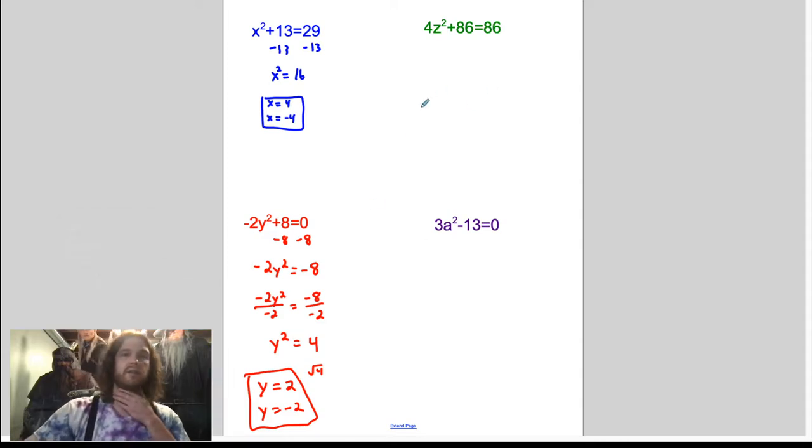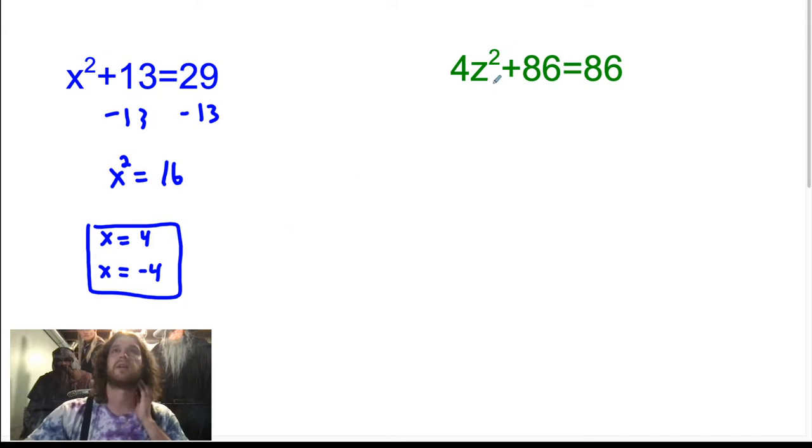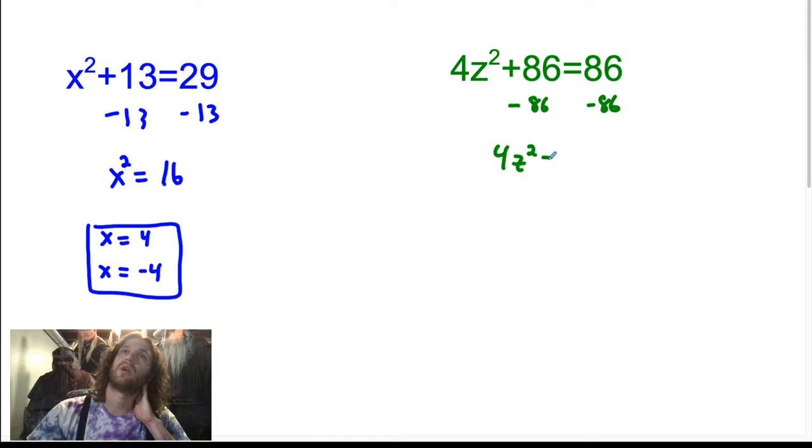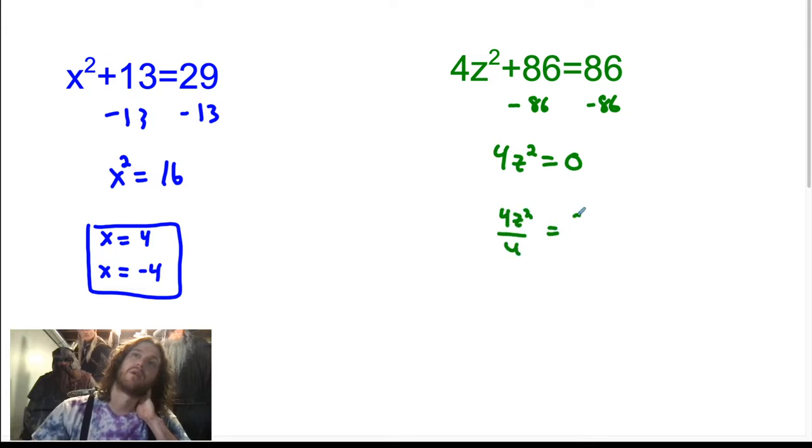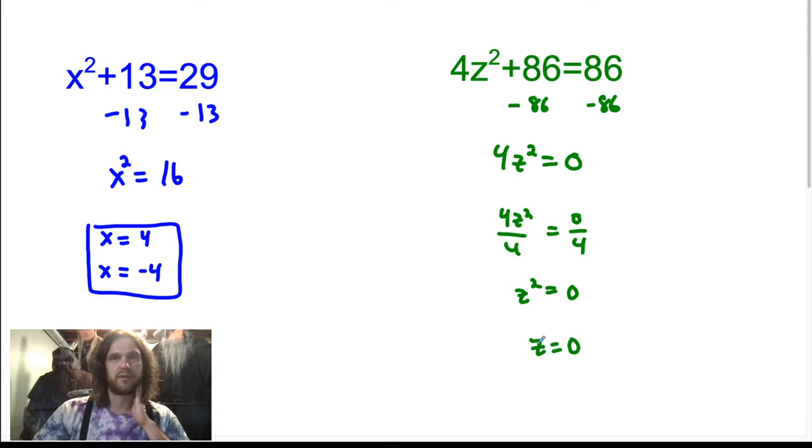Okay, over here in green, let's take a look. I'm going to shrink this up so we can get a good view. Again, same kind of steps here. We're going to subtract 86 from both sides. You'll notice an interesting thing happens. We end up with 4z squared is equal to 0. We want to get z squared by itself, so we can divide both sides by 4. 4 divided by 4 is 1, so we'll get z squared. 0 divided by 4 is 0. What number times itself is 0? Well, some people would say positive 0 and negative 0, but there's no such thing as negative 0. It's just 0. So here we only have one solution, and it's 0.